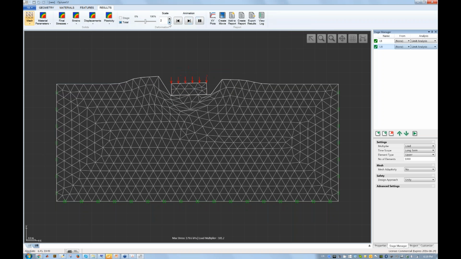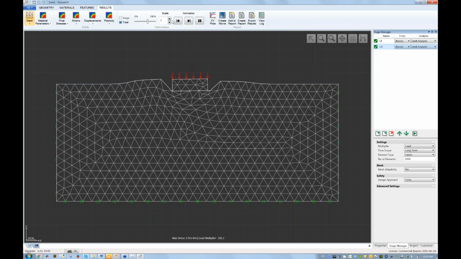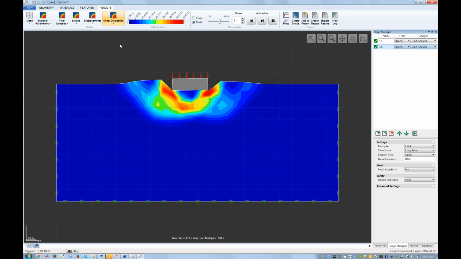We can play sort of a movie of how this footing deforms. It's something like that. You'll see a slight movement to one side, and that's a perfectly natural consequence of the mesh being slightly unsymmetric. And if you look at real life, this is actually how these types of footings almost always fail, never straight down, but always to one side. You can see the plastic strains here. They are concentrated, of course, around the edge of the footing.